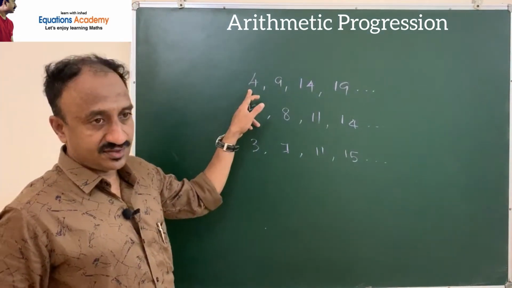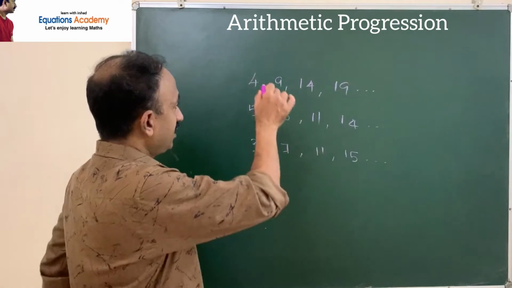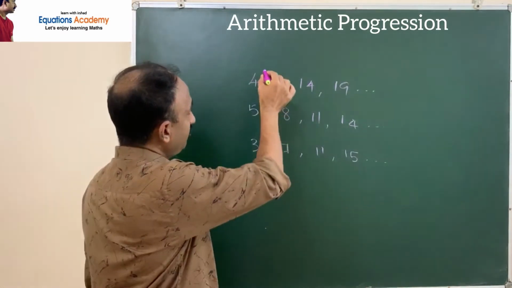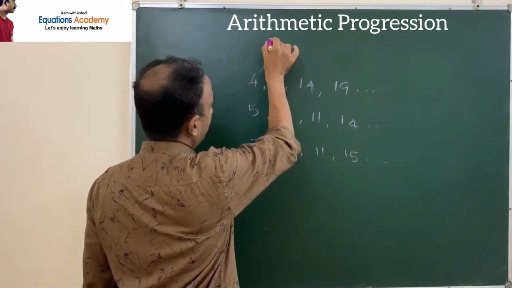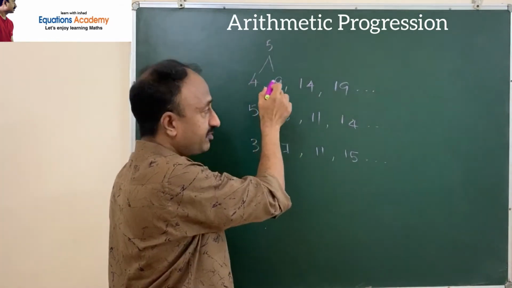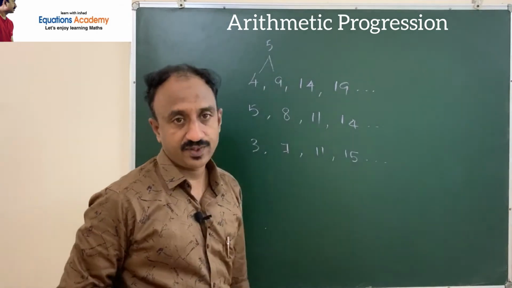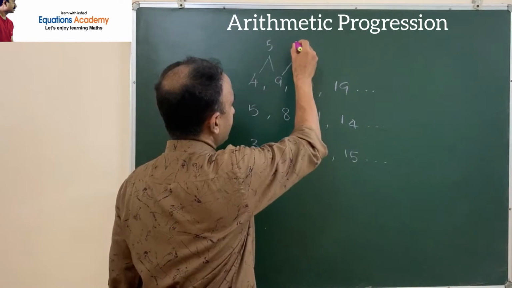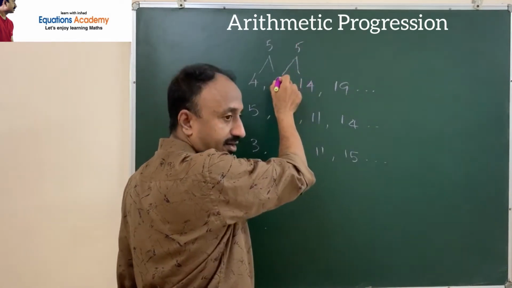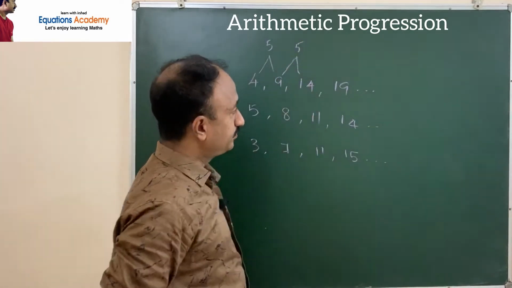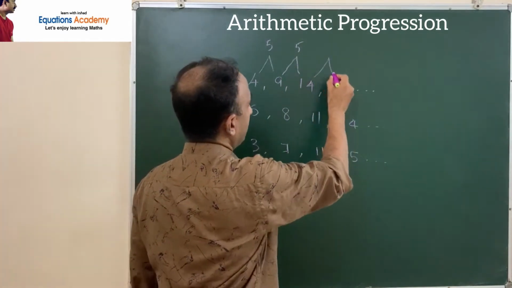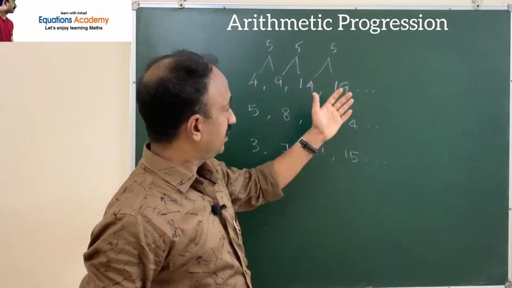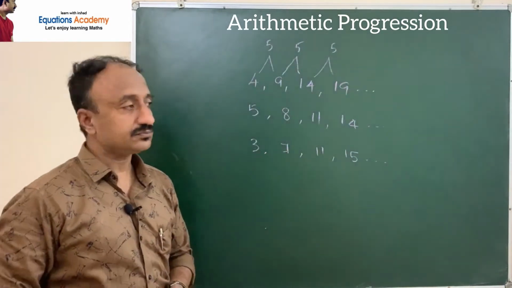See the first numbers. Here the first number is 4. If we add 5 to the first number, we get the second. Similarly, if we add the same fixed number 5 to the second number, we get the third. Here also same, 14 plus 5 equal to 19, and the sequence goes on that way.